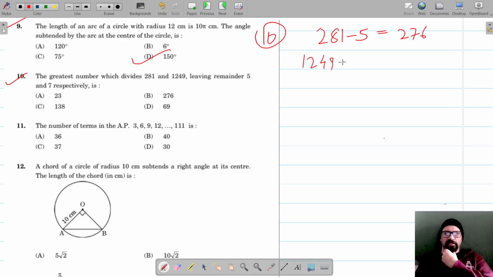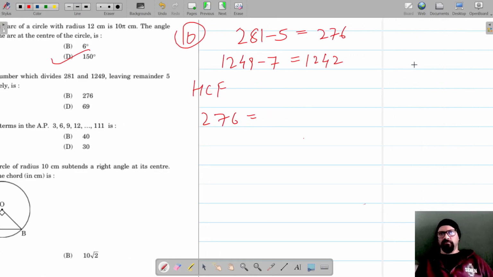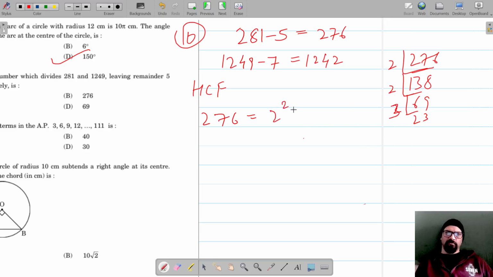And if we divide 1249 with that number, the remainder is 7. So we have to find the greatest number, that is, we have to find the HCF. So let's factorize 276. If I factorize 276, 2 twos are 4, 3 are 12, and 23. So this is 2 square into 3 into 23.